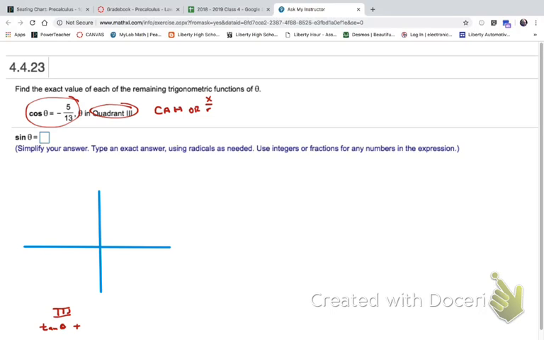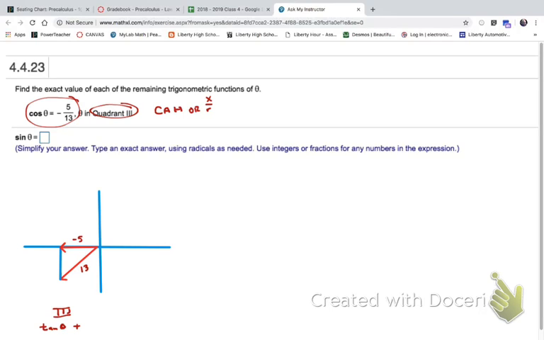So if we're going to drop it here, okay, I can make a right triangle here. So that means it's going to be 13 there because that's always positive, right? Okay. So then how far did I go back? I went back 5. Right?